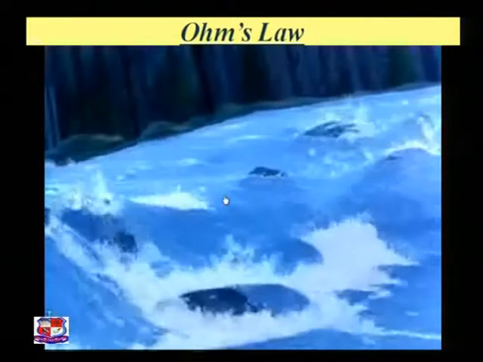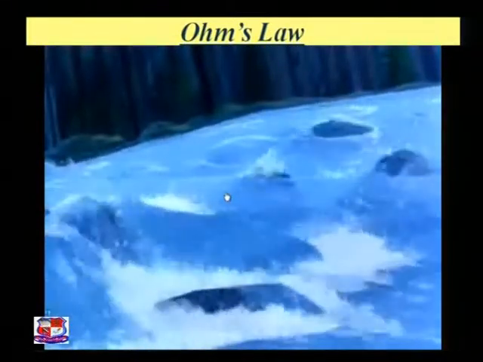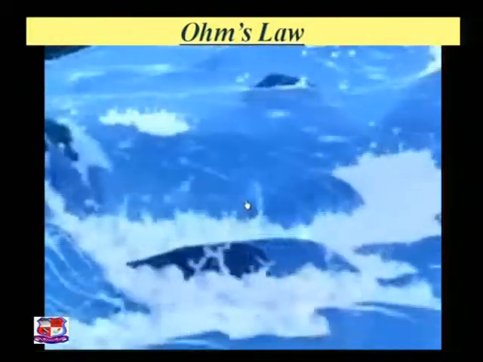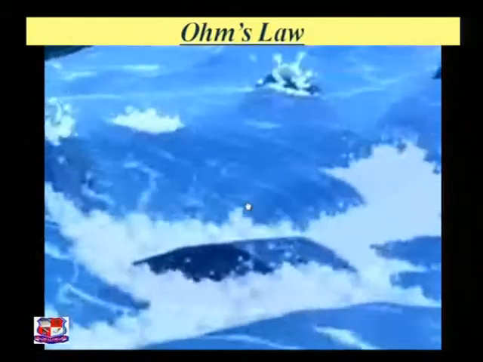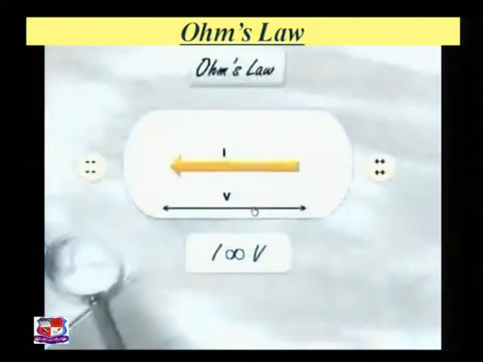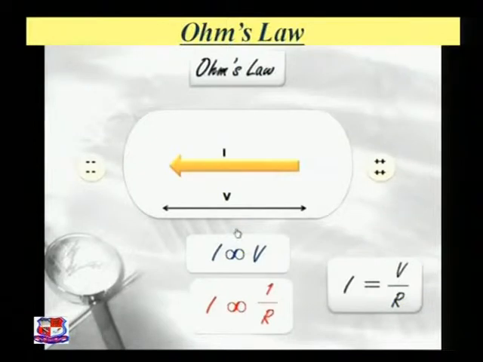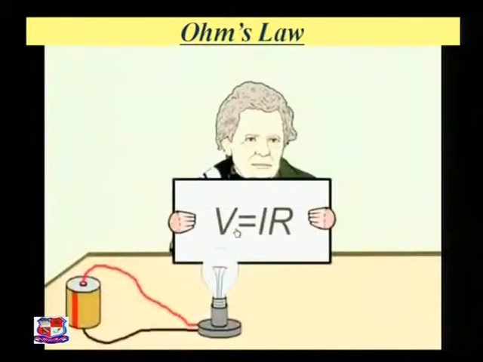Current also depends upon the resistance. As we already discussed, resistance is just a property to oppose the flow of current, as in the picture, a property to oppose the flow of water. So I is inversely proportional to the resistance. Combining these two, I is proportional to V and I is proportional to 1 by R, we can easily say that I equals V by R. So Ohm gives the equation V equals I into R. This is a very important equation.